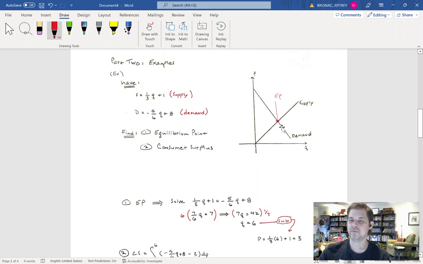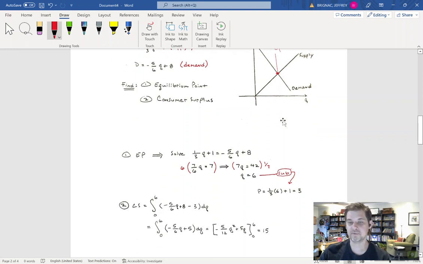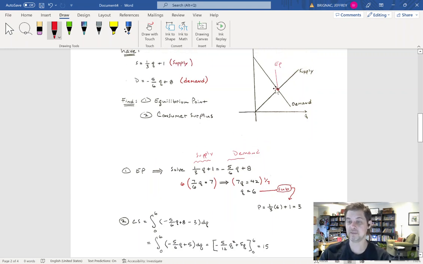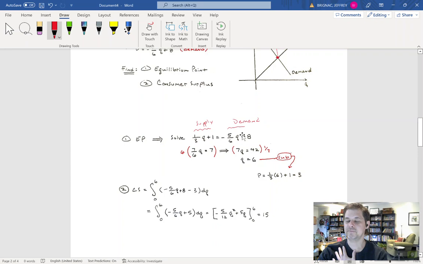If that's the point where the supply and demand curves meet, then we could find that in principle by taking the supply curve, which is right here, and setting it equal to the demand curve. Whatever we solve out of that is the point where those two things meet. When I solve this, I added 5 over 6 times q to both sides. I get 7 over 6 q equals 7. I move the 1 over. That's how I get the 7.